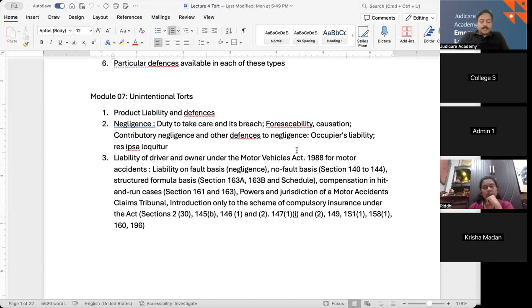The structured formula basis is in section 163A, 163B, and the schedule. I will have to stop here today. I will take it further tomorrow because I have to leave my house at 10:05.